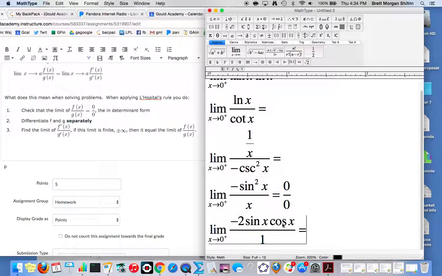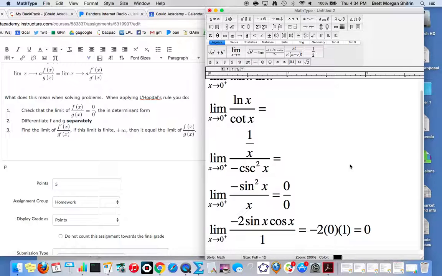And now when I put 0 in here, the sine of 0 is 0. So I get negative 2 times the sine of 0, which is 0, times the cosine of 0, which is 1, which means that the whole thing equals 0.